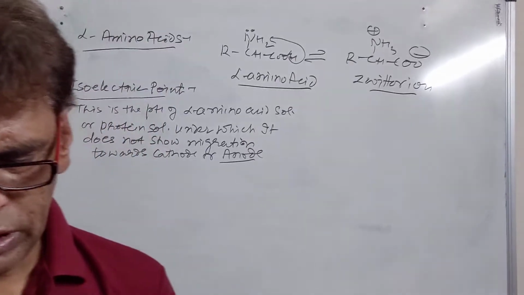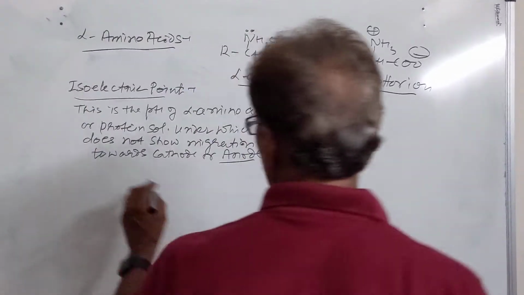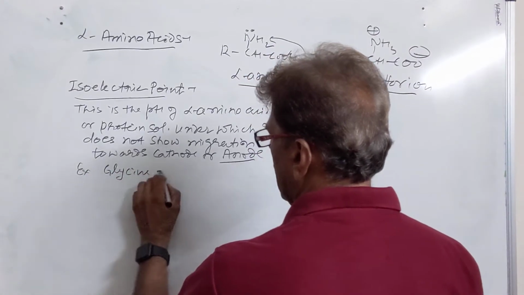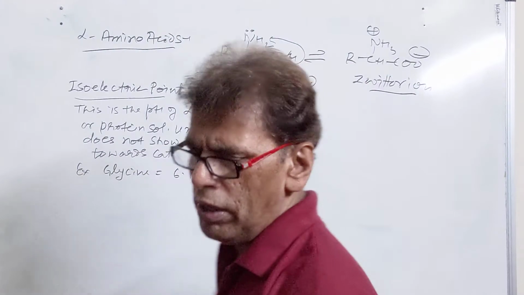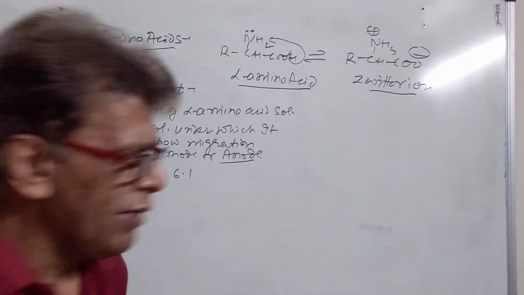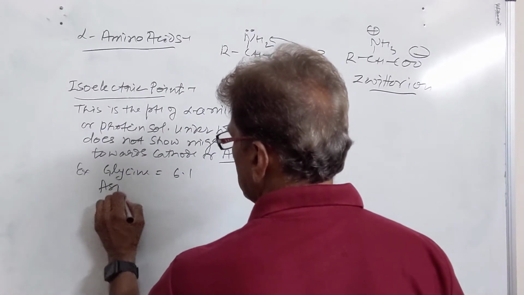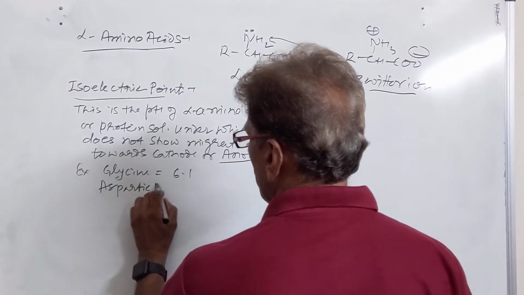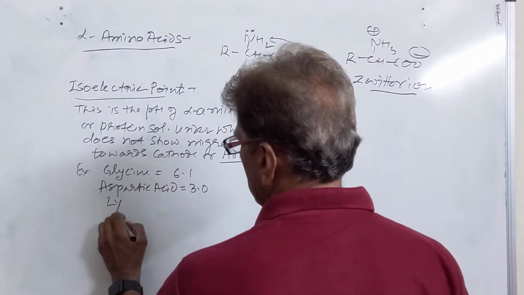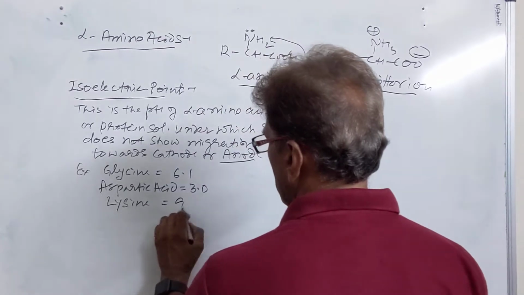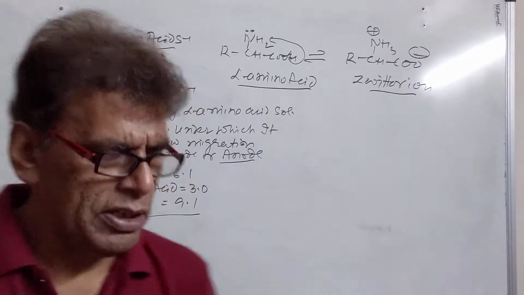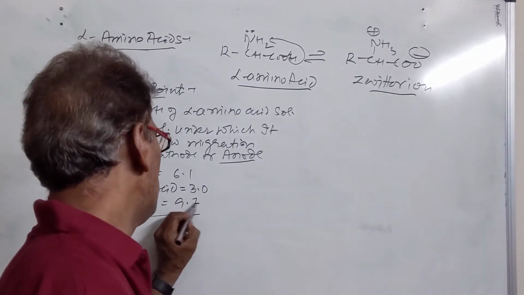Different alpha amino acids have different isoelectric points. For example, glycine has an isoelectric point of 6.1. Then we have aspartic acid, which has an isoelectric point of 3. Then we have lysine, which has 9.7. So different alpha amino acids possess different pH under which they do not migrate towards the cathode or anode.